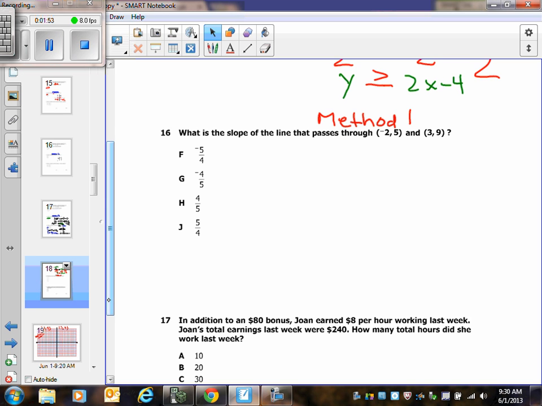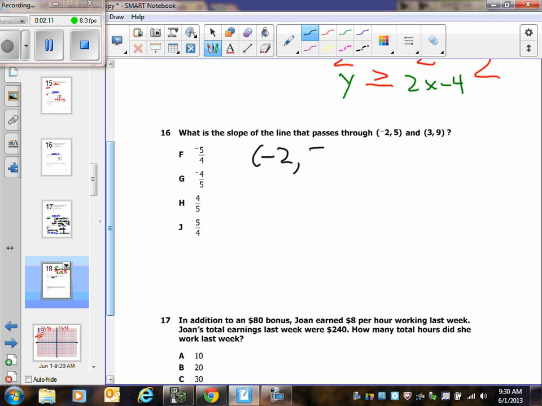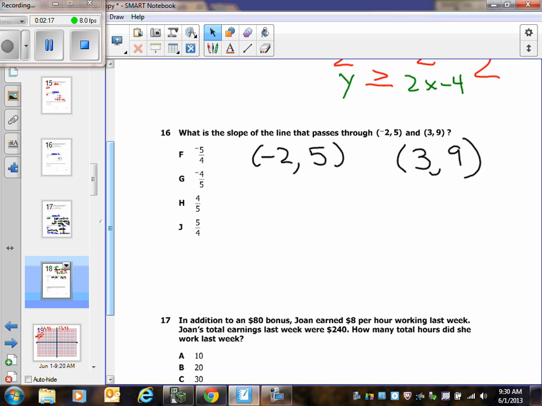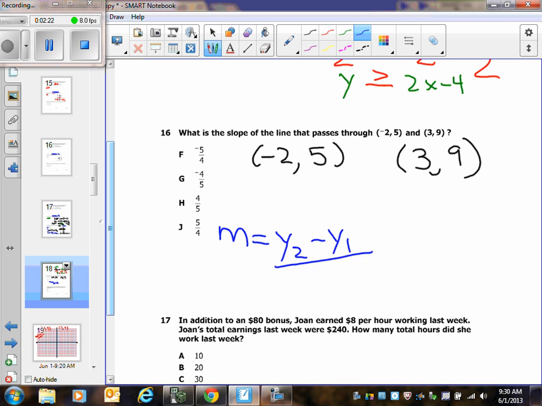Now, in number 16, we're going to do it a couple of different ways. Here they're asking us to find the slope. One way you can do the slope is to use your slope formula. So I'm going to do that method first. That'll be method 1. Just remember your slope formula is y sub 2 minus y sub 1 over x sub 2 minus x sub 1. So I'm going to go ahead and call this my x sub 1, y sub 1, x sub 2, y sub 2.